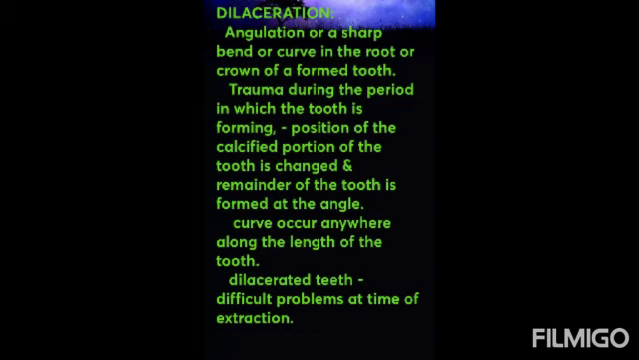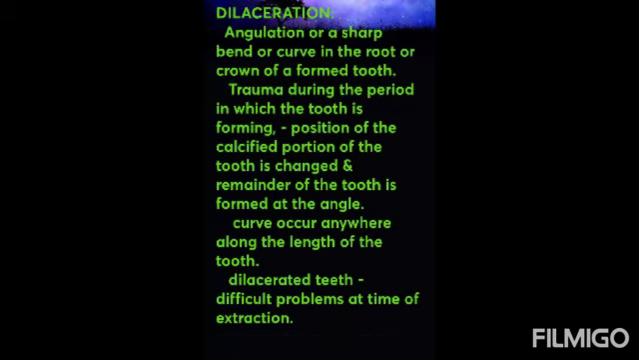The position of the calcified portion of the tooth is changed and the remainder of the tooth is formed at an angle. The curve can occur anywhere along the length of the tooth: at the cervical portion, the middle third of the root, or the apical third of the root. Dilacerated teeth produce difficult problems at the time of extraction.